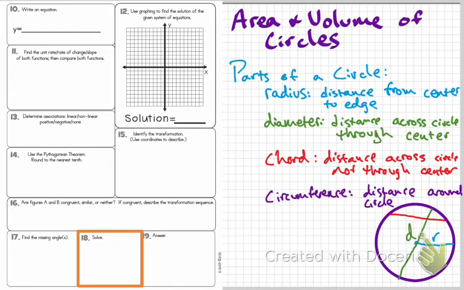Finally, we have the circumference. The circumference of a circle is similar to the perimeter of other shapes like triangles or rectangles, but the circumference is simply the distance around a circle.